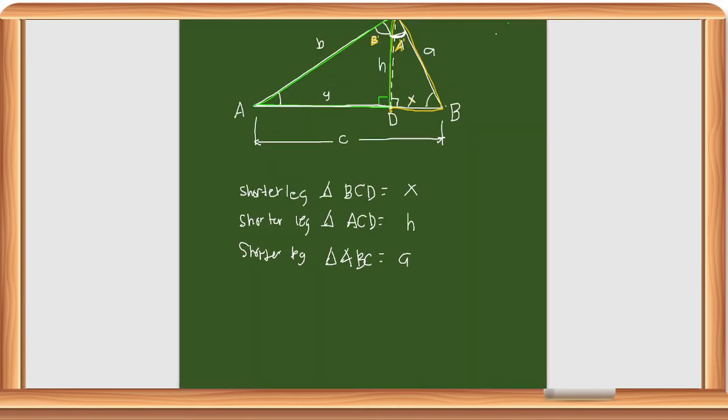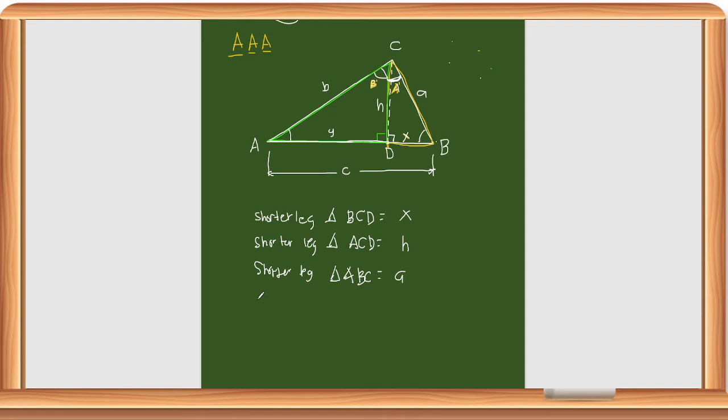Palitan ko ulit. I hope you can still see it. You can still see it? Yes po. Okay, pwede nyo namang i-zoom, no? Okay, so we have the longer leg of triangle BCD. What is the longer leg of triangle BCD? So we're pertaining with the smallest triangle. What is the longer leg? H po. Okay, very good.